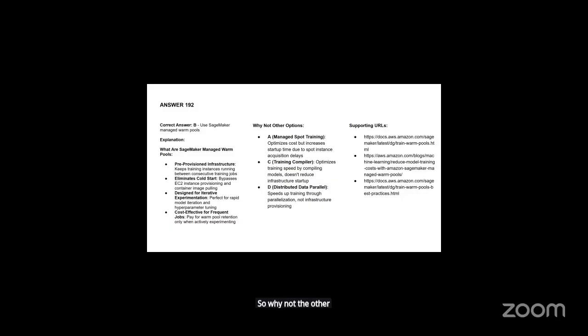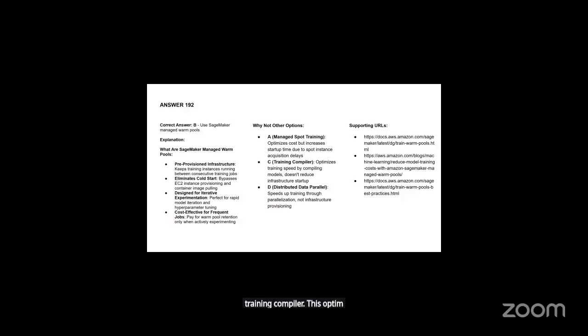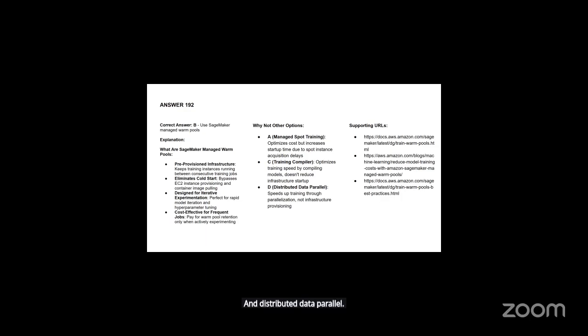It's designed for iterative experimentation, for rapid model iteration and hyperparameter tuning, and it's cost-effective for frequent jobs. You pay for the warm pool retention only when actively experimenting. So why not the other options? Managed spot training optimizes costs, but increases startup time due to spot instance acquisition delays. Training compiler optimizes training speed by compiling models, but doesn't reduce the infrastructure startup. And distributed data parallel speeds up training through parallelization, but not infrastructure provisioning.